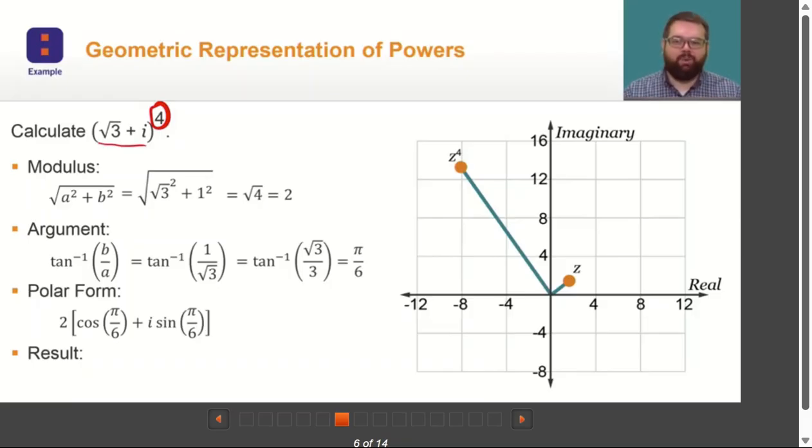Now to apply De Moivre's theorem. The modulus of 2 gets raised to the fourth power, which results in 16. The argument of pi over 6 gets multiplied by 4, and the result equals 2 pi over 3. Thus, the fourth power of the original number is equal to 16 times the cosine of 2 pi over 3 plus i times the sine of 2 pi over 3.